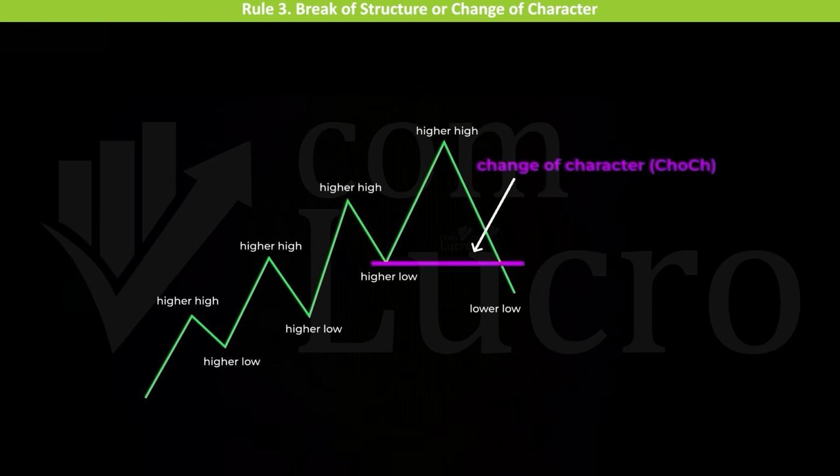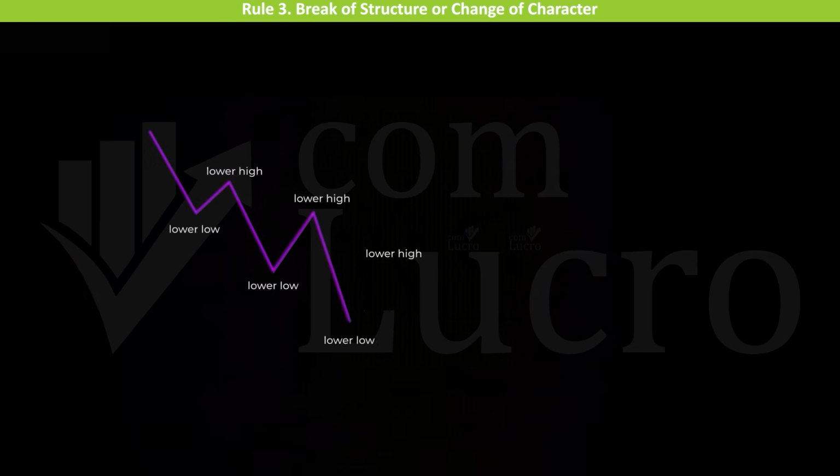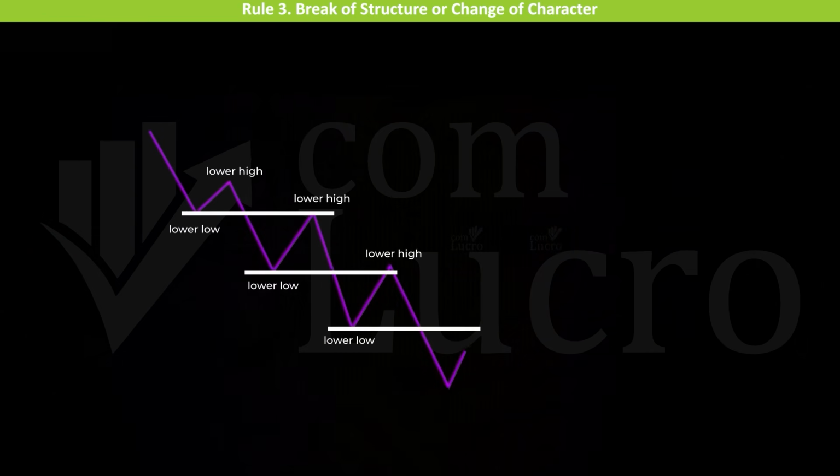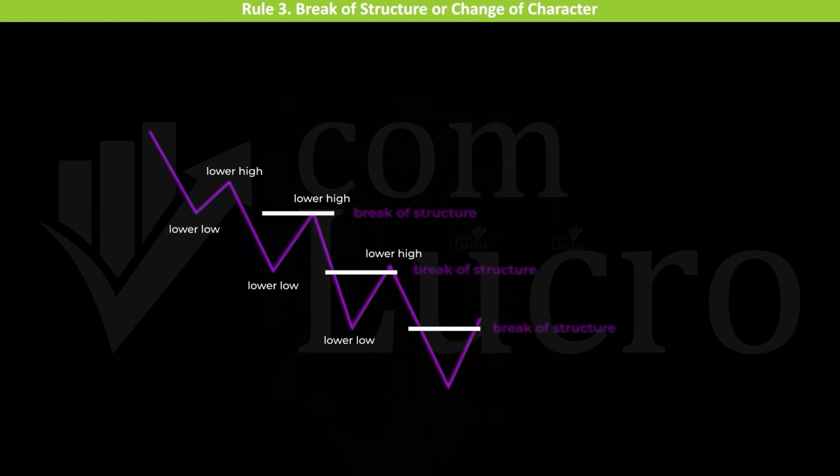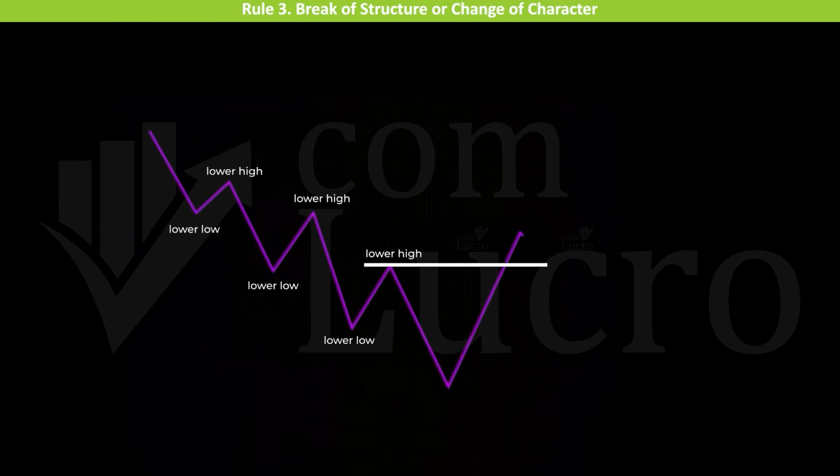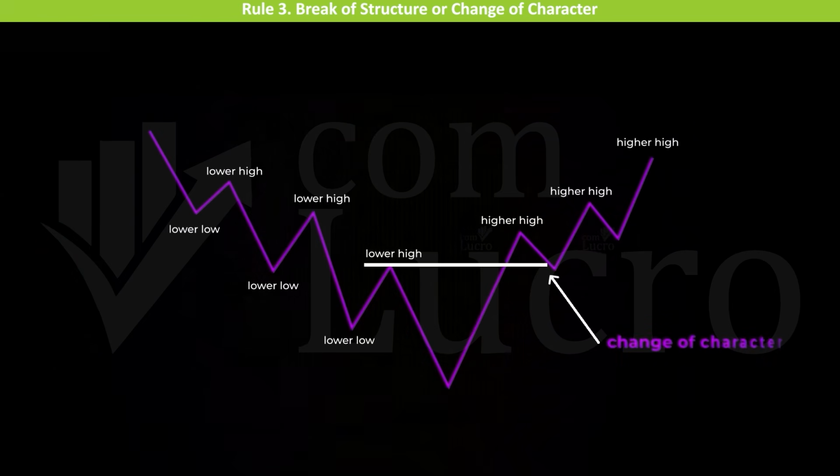It is called a change of character because the market shifts from an uptrend structure to a downtrend structure, and the cycle continues. During a downtrend, price forms lower highs and lower lows. Each time a previous low is broken, that move is considered a break of structure, or BOS. Later, if price breaks the previous highs and forms higher highs during a downtrend, that move is again referred to as a change of character, or CHOCH.